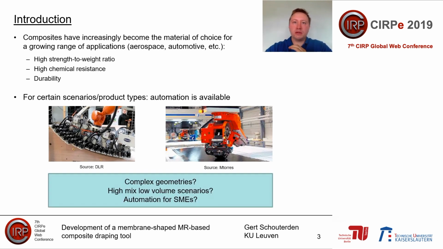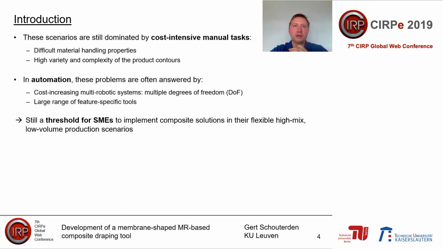So what do we need to do when we want to make these complex geometries, when we want to function in high-mix, low-volume scenarios like, for example, automation for SMEs? These scenarios are still dominated by a lot of cost-intensive manual tasks, mainly due to the difficult handling properties of the material and the high variety and complexity of the product contours.